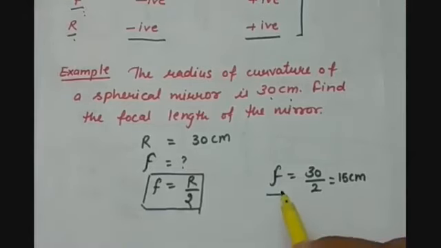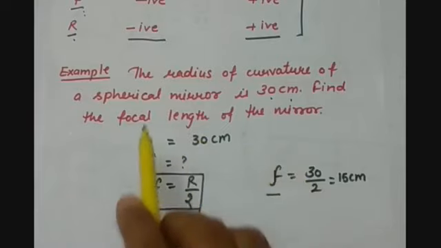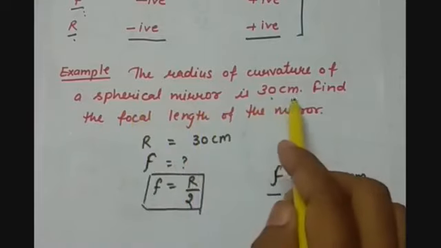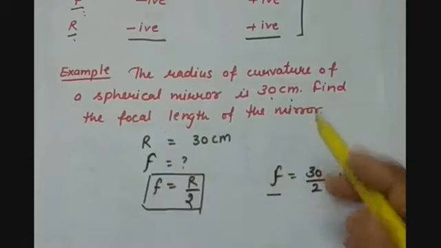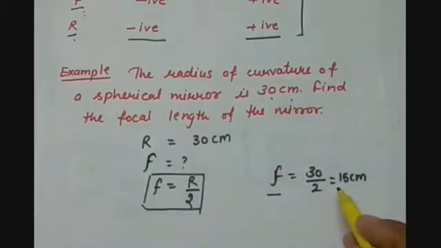Suppose you are given that the radius of curvature of a concave mirror is 30 centimeter, and then you have to find the focal length of the mirror. Then this value will be taken as negative because R is already negative, so we have to write it as minus 15 centimeter.